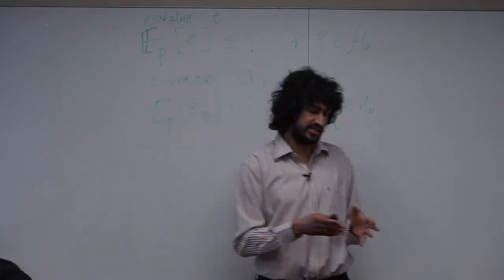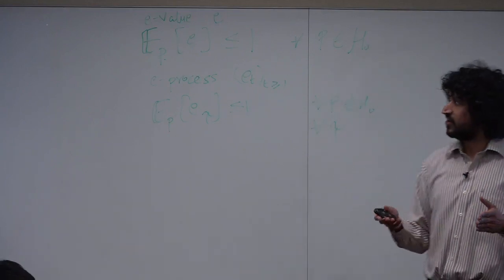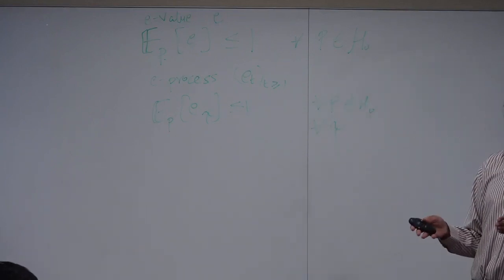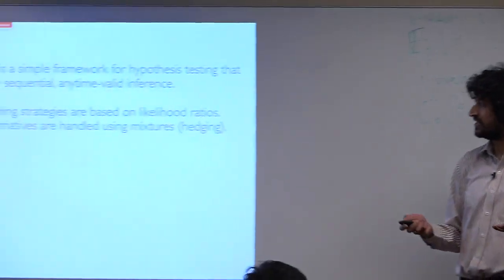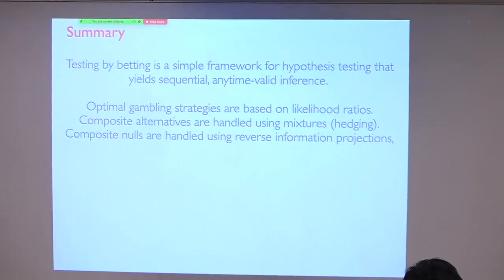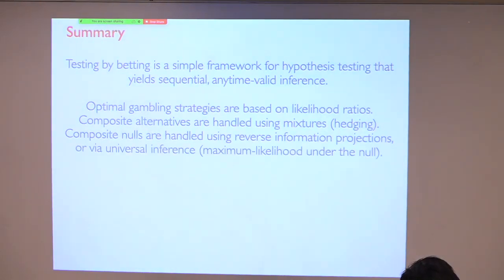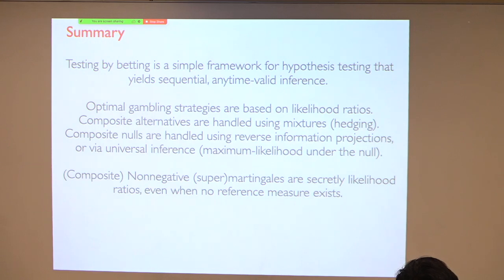Optimal gambling strategies, which was the second half of the talk yesterday, we saw that optimal gambling strategies are based on likelihood ratios. Composite alternatives can be handled using mixtures or hedging, but composite nulls are handled using this idea of what's called a reverse information projection, or via universal inference. I didn't discuss this. I might come back to it later today, but you can take maximum likelihood under the null as well. Okay, and we saw this fact that composite non-negative supermartingales are actually secretly likelihood ratios.